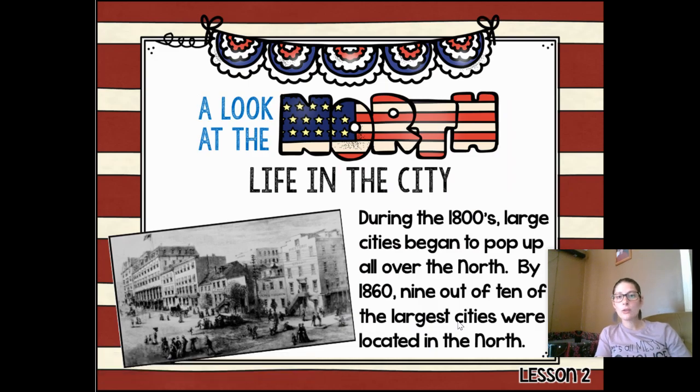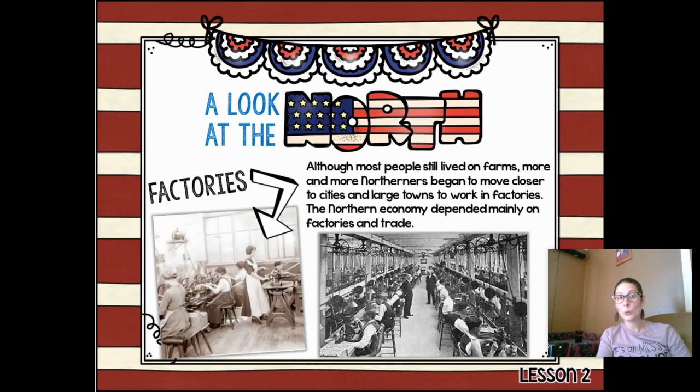All right, so looking at the North, during the 1800s, large cities began to pop up all over the North because of those factories that came up during the Industrial Revolution. So by 1860, 9 out of 10 of the biggest cities were in the North.